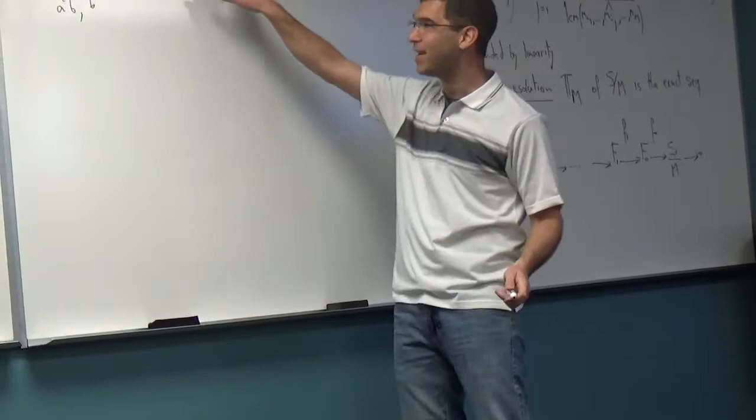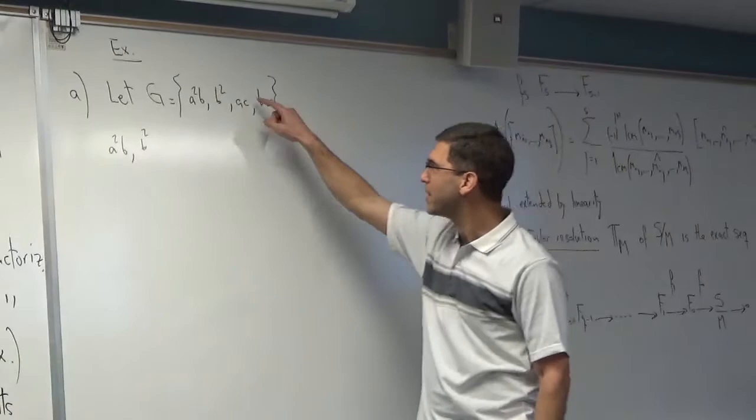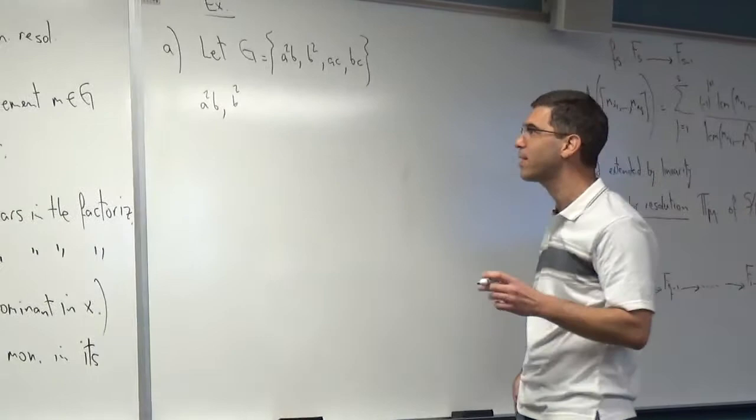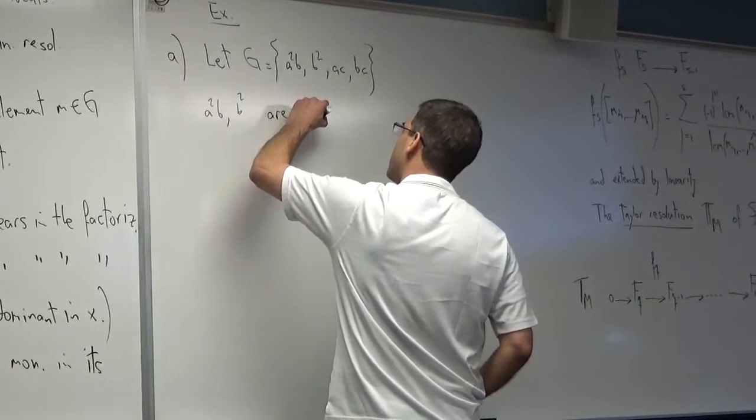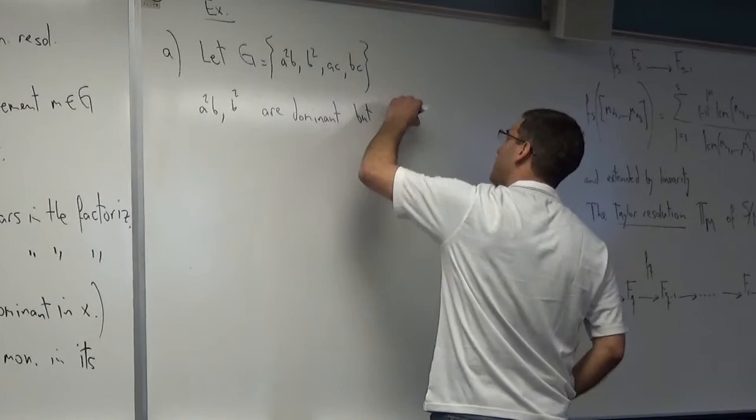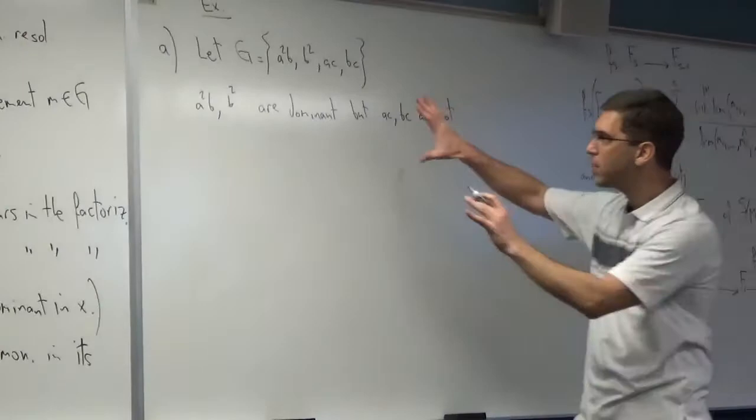But there is another one with the same. You see, there is a tie, yeah. The exponents are 1 and 1. So the exponent should beat the equal, right. And exactly larger. Exactly. So these two monomials are dominant, but AC and BC are not. So this is the concept of being dominant or dominant monomial.